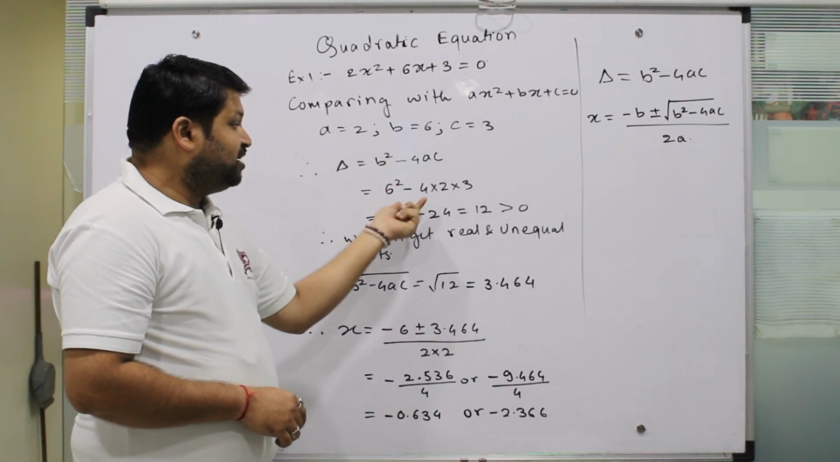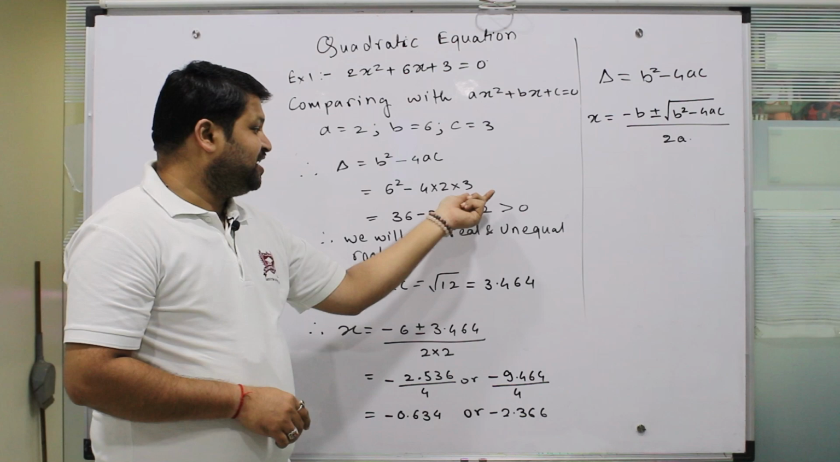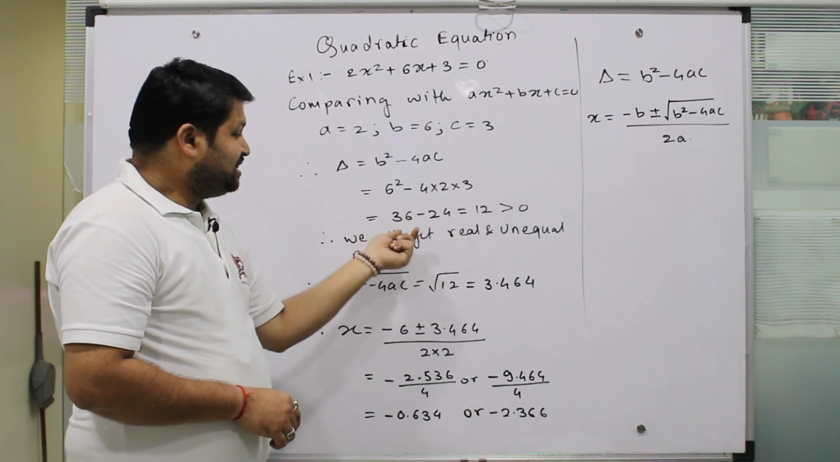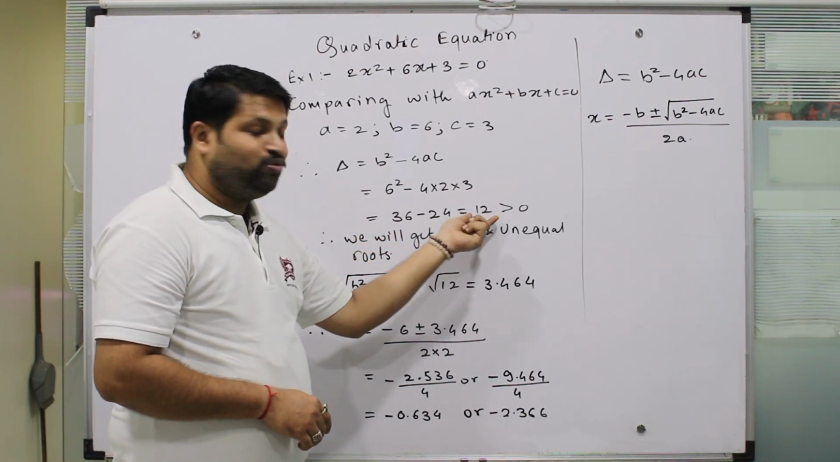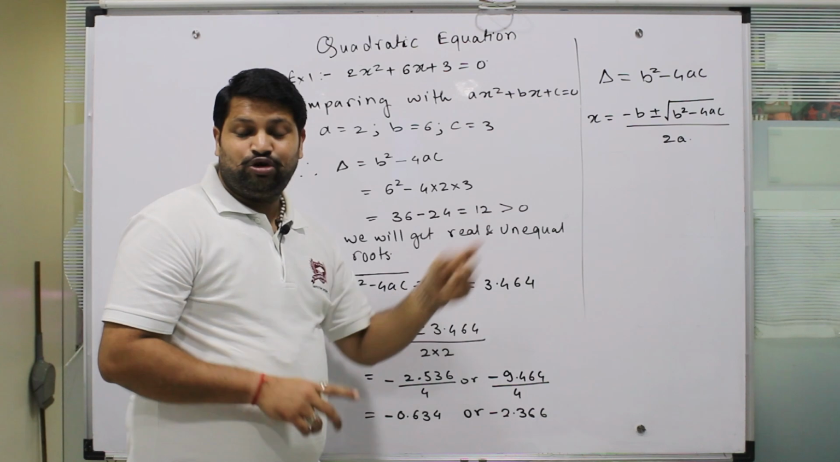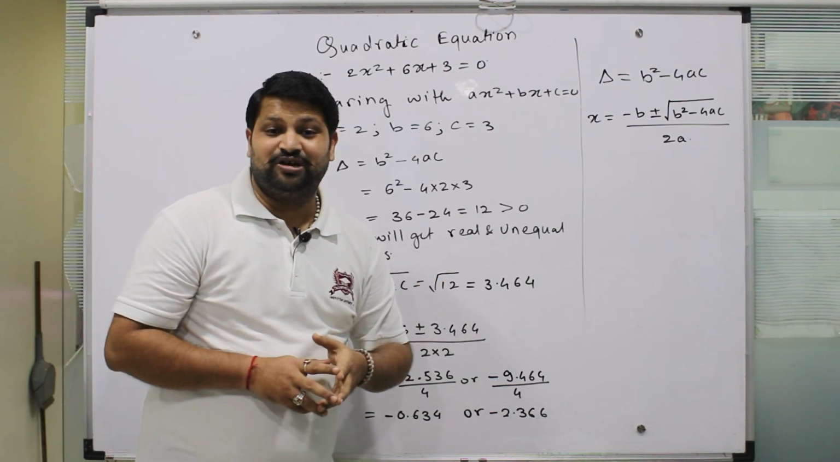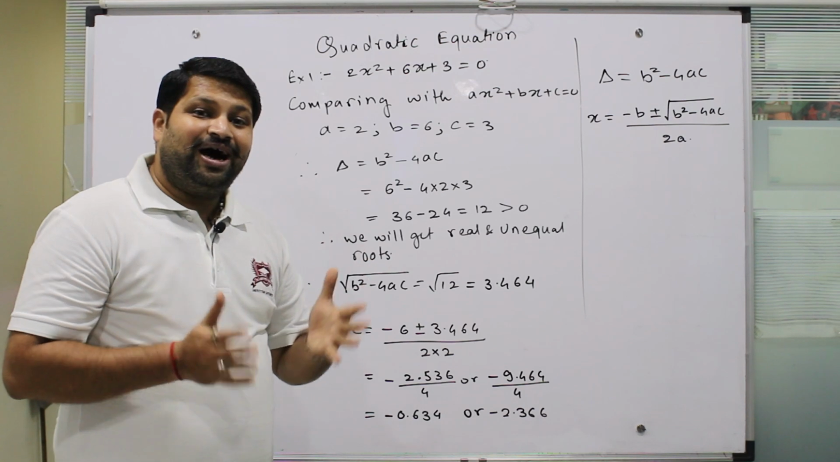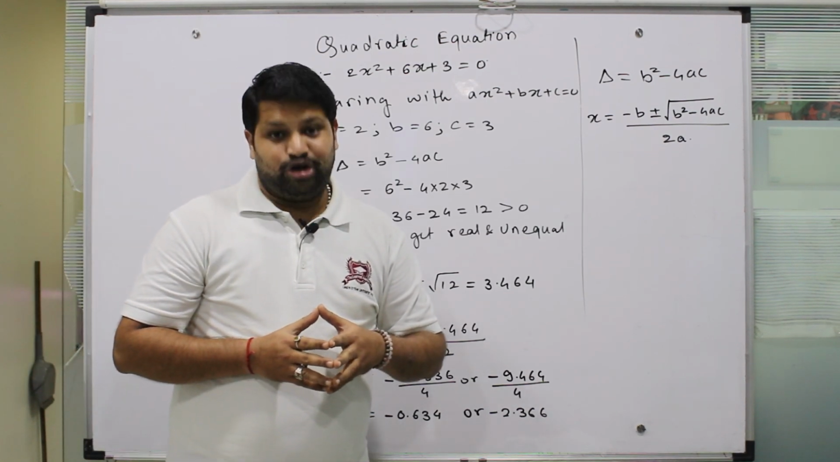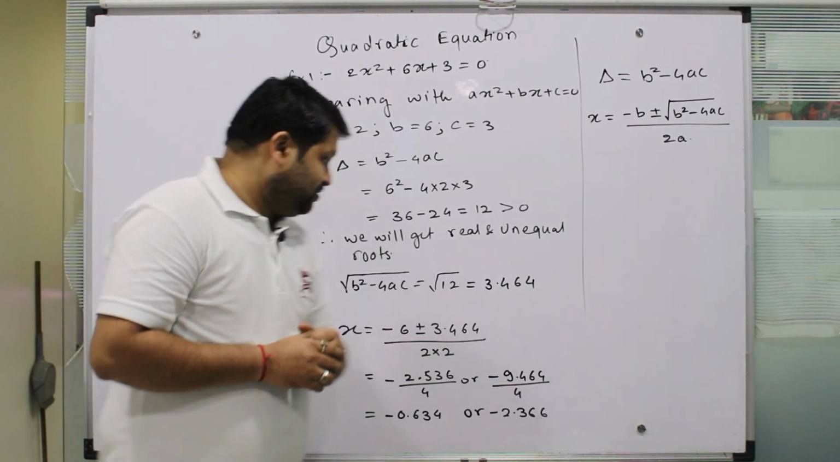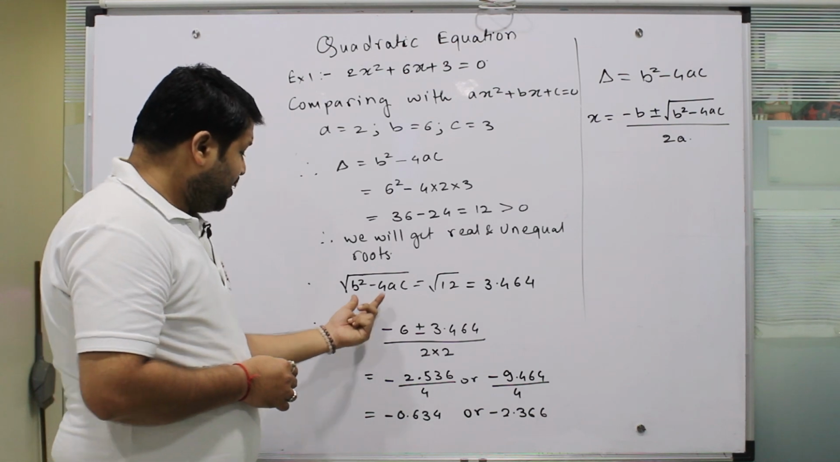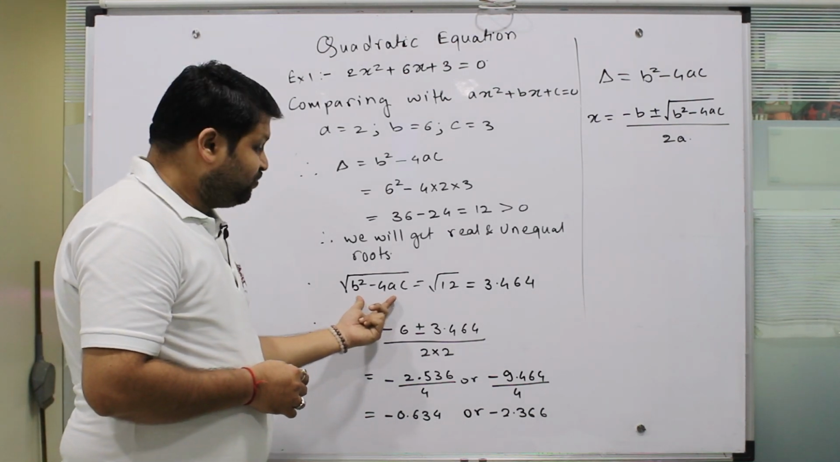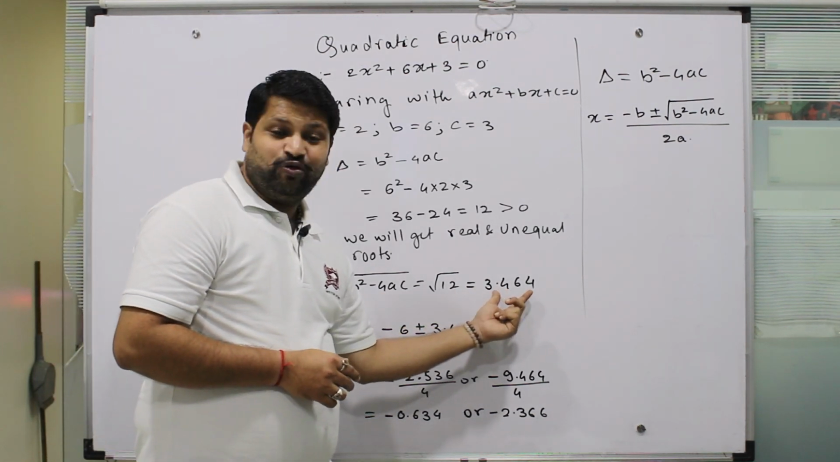So we get 6 square minus 4 times 2 times 3, that is 36 minus 24, which is equal to 12, which is greater than 0. So from the previous session we know that the solution is going to be real and unequal roots. So let's go ahead. First thing we do is find the root of 12. Root of 12 is approximately equal to 3.464.